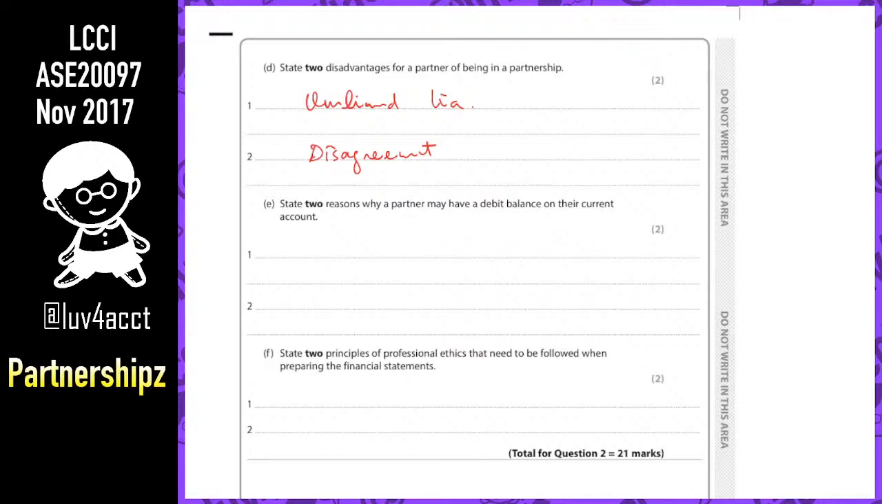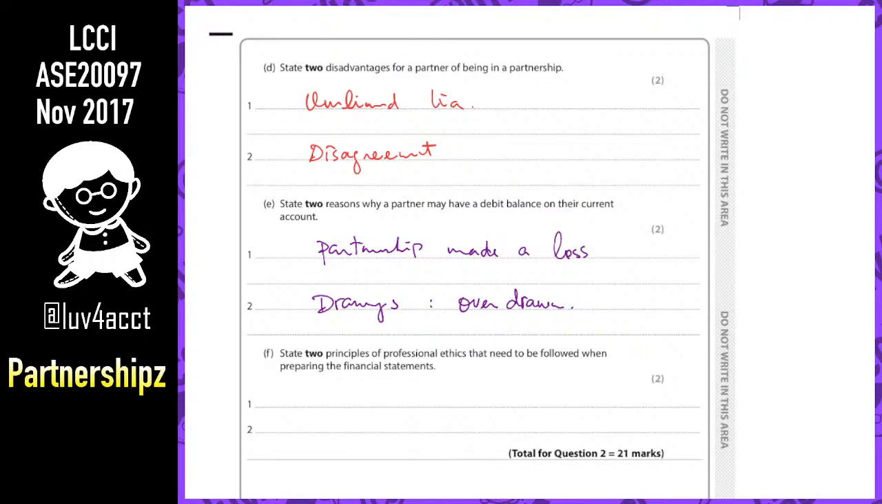State 2 reasons why a partner may have a debit balance on their current account. It is possible that the partnership made a loss, so the partners have to share it. Also possible that they are taking out too much drawings, so the account is overdrawn. The drawings are greater than the appropriations, the profit shared to the partners, and the other appropriations given to the partners.